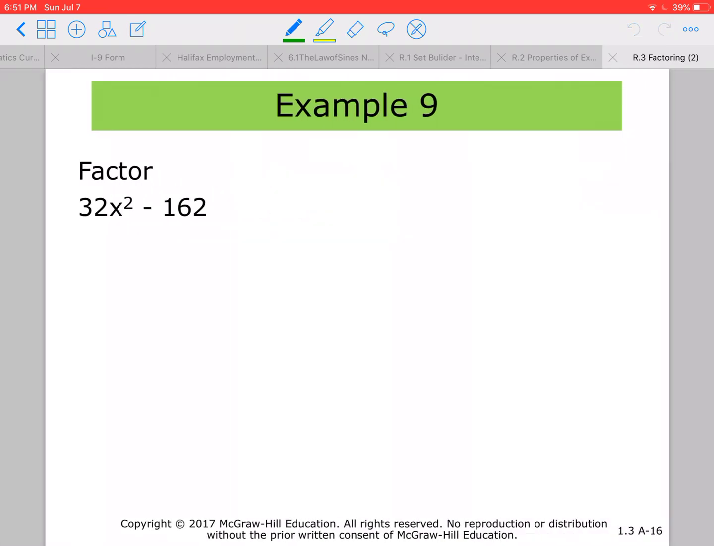So, factor this. Okay, we've got a binomial. We know it's not a trinomial. We can't do any kind of factoring by grouping. The only other things that we've learned is how to factor out a number from each, or a number and a variable from each term, or the difference of squares. Well, this isn't a difference of squares as it stands, because 32 is not a perfect square. 162 is not a perfect square. So let's see if we can factor something out of these two numbers.